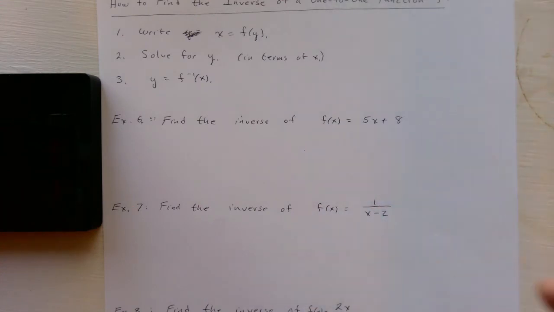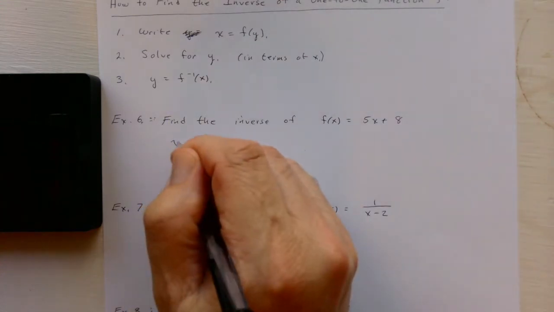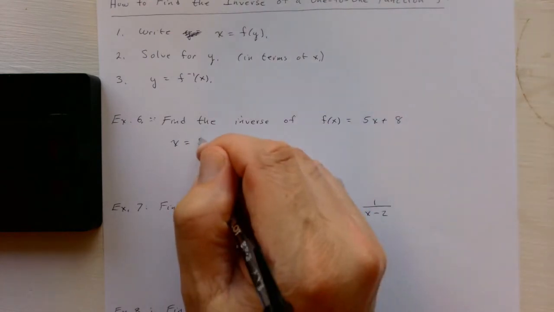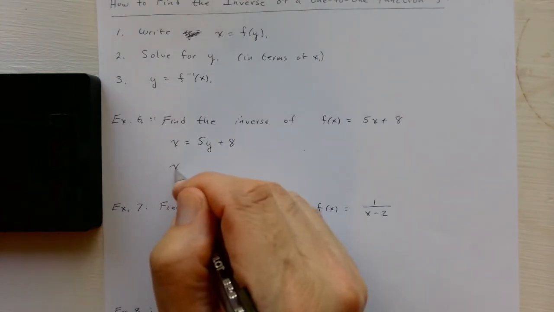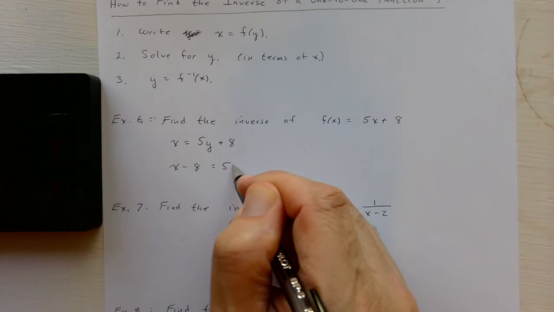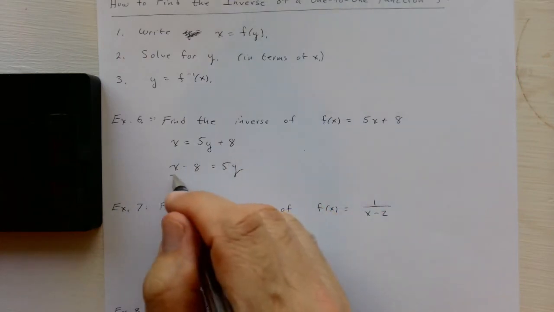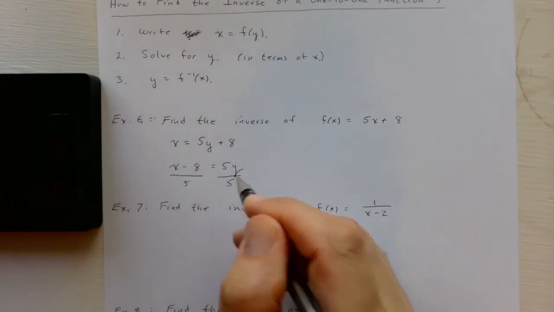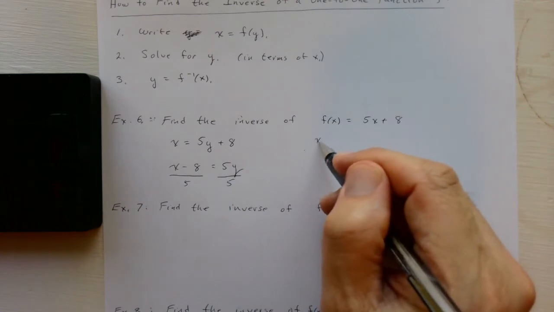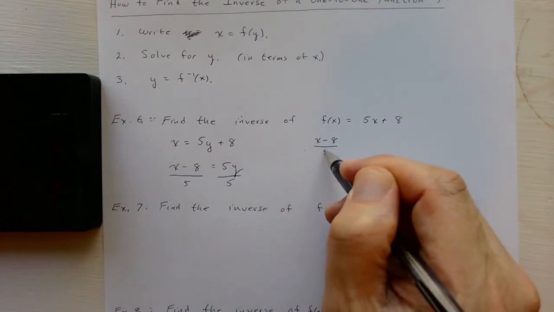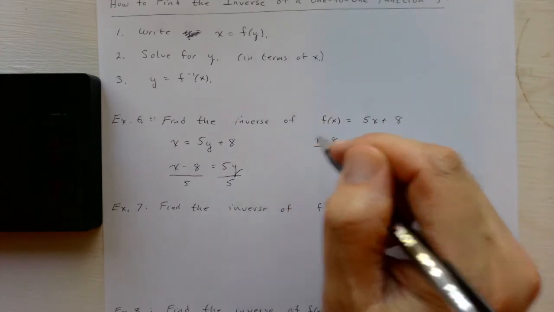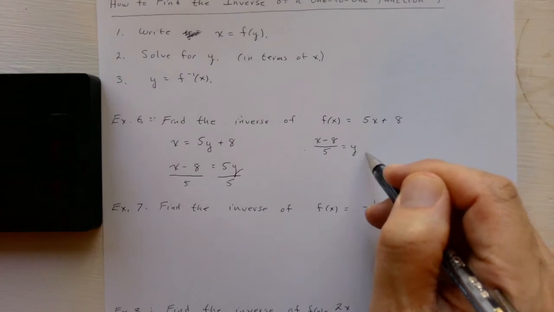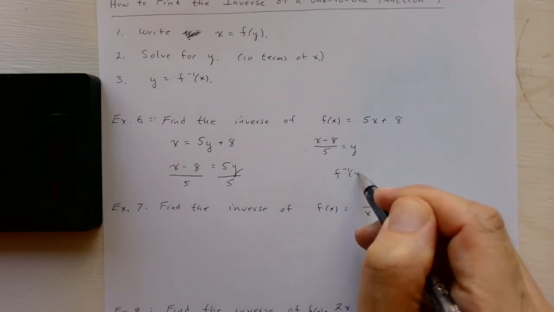To show how this would work, let's say we wanted to find the inverse of this linear function, 5x plus 8. We write x equals 5y plus 8, and then we solve for y. We subtract 8 from both sides, and then divide by 5. So we get x minus 8 over 5 equals y, and that's the inverse function.